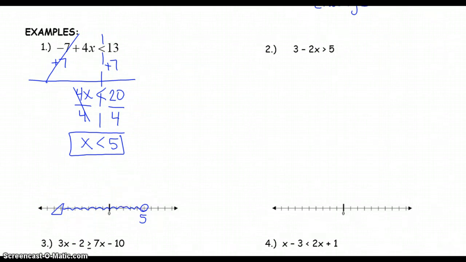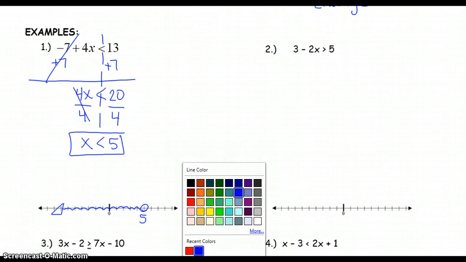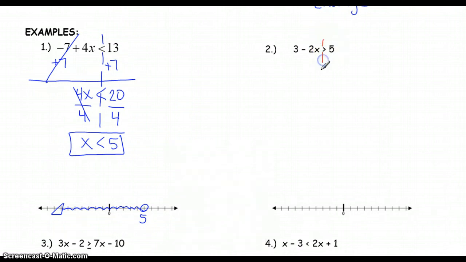Okay, let's look at number 2. Let's change the color. All right, number 2. So here's where our problem splits. And you always want to get rid of addition or subtraction first. So here I have a positive 3. So I'm going to subtract the 3 because 3 minus 3 is 0. So I've got to do that on the other side as well. When those go away, we're left with negative 2x, which is greater than 5 minus 3, which is 2.